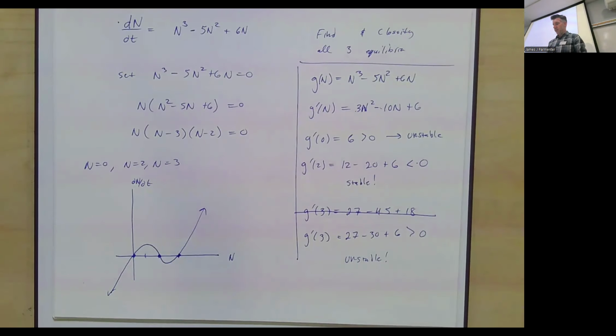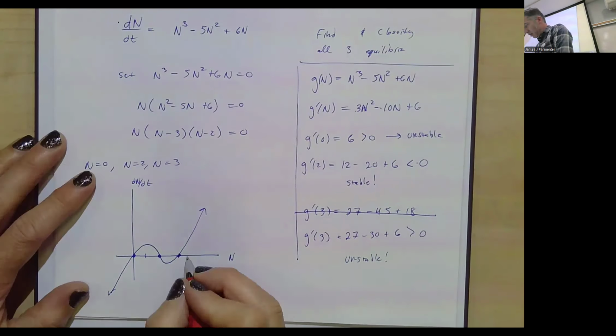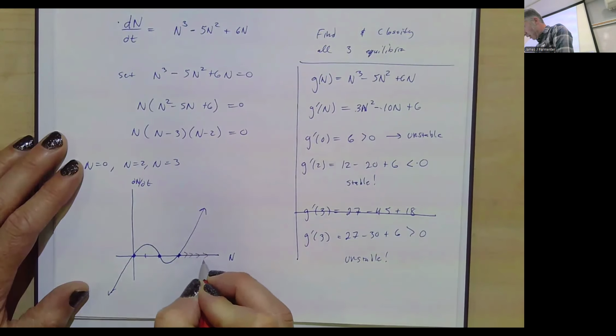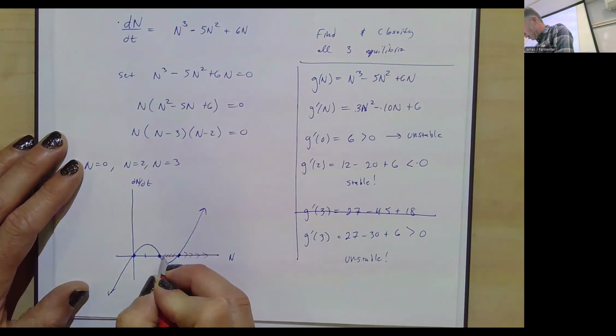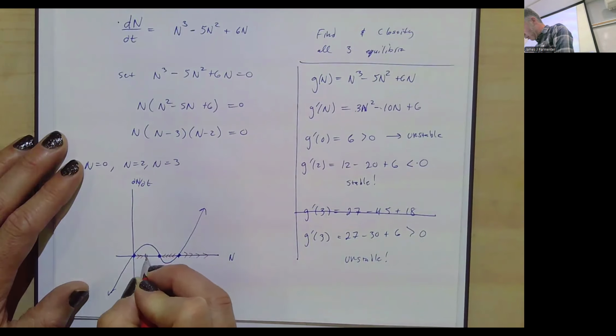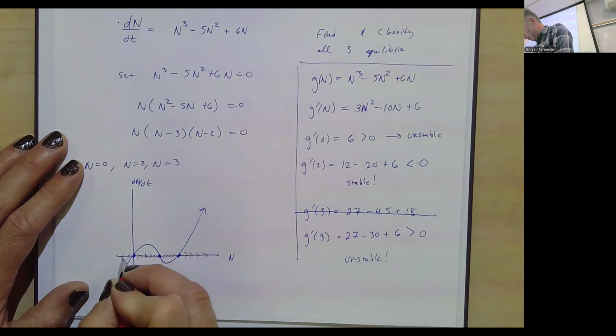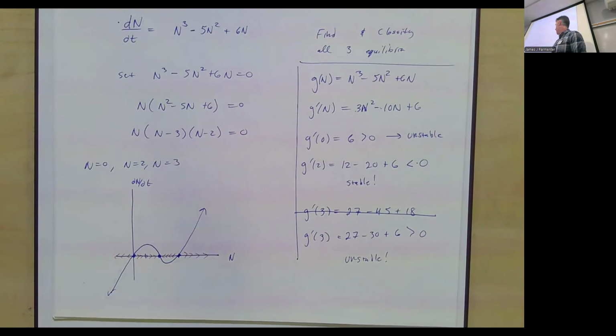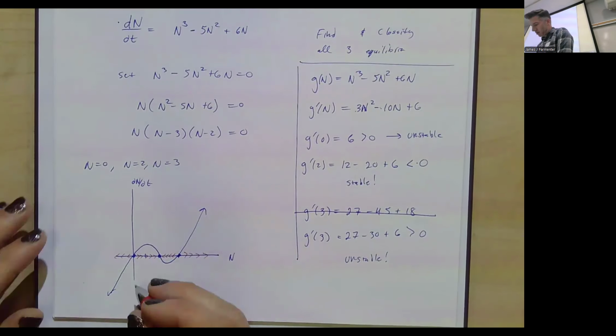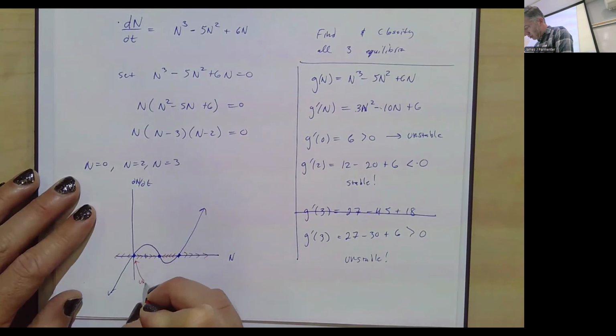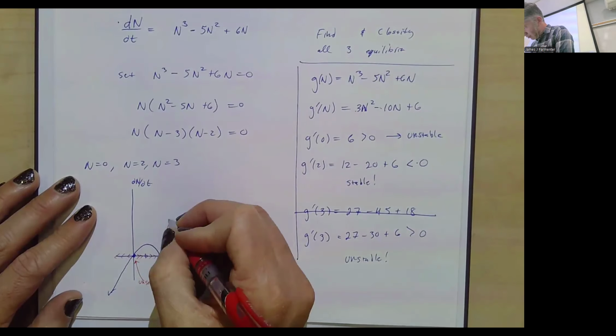And then we can see that n is increasing over here, and is decreasing between 2 and 3, and is increasing between 0 and 2, and is decreasing left of 0. So that way as well, we can see, oh yeah, 0 is unstable. So is 3, 2 is stable.